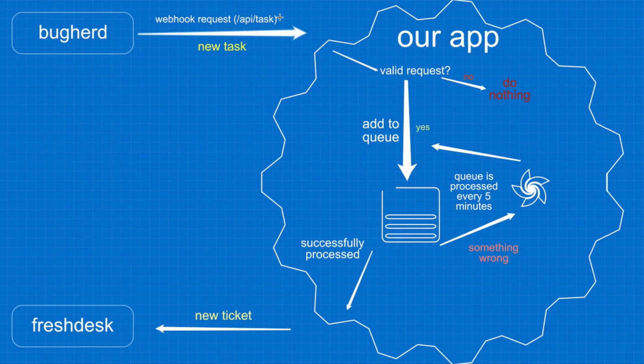When our application receives this request, and if it is a valid request, it pushes it to the queue. On a real server, the queue workers should be running constantly or triggered by a cron job every couple of minutes. So, if the worker is unable to process the queue item, then it tries again at a later time, or we can process it manually after setting up the correct key. And if the job processes successfully, then a new Freshdesk ticket is added.